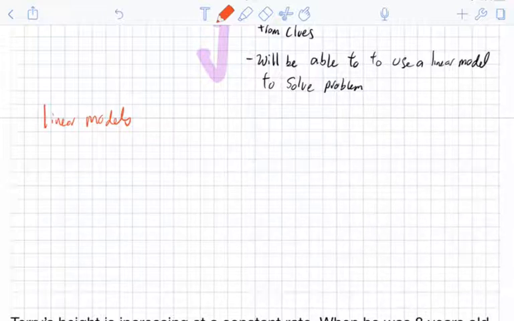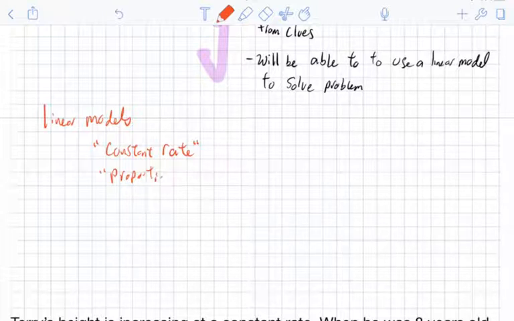They're words like constant rate, right? So somebody will be like, hey, I'm walking down the road at a constant rate, or I'm making cookies at a constant rate. That indicates that there's a linear model. We also see the word proportional, or a variation thereof, in proportion to, dot, dot, dot, as a keyword.